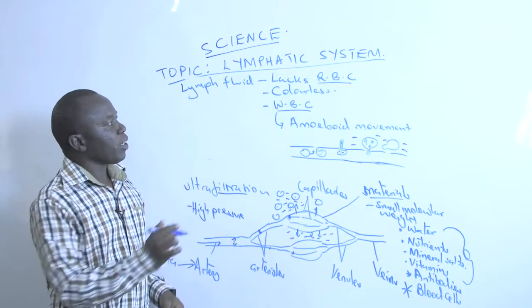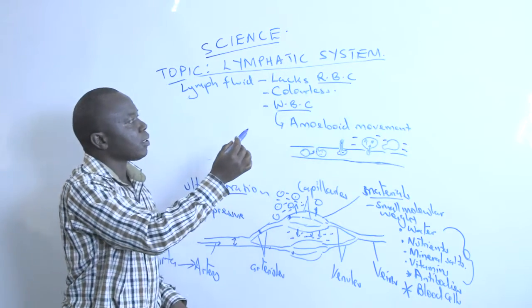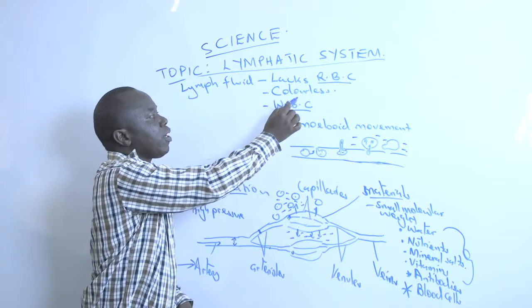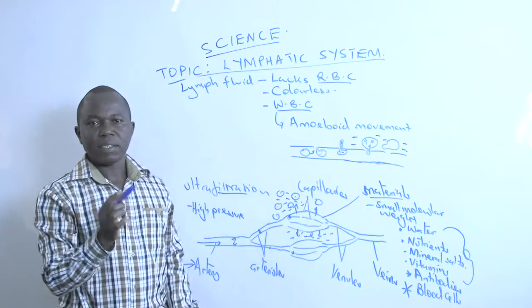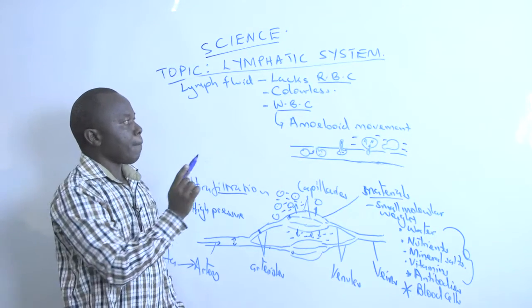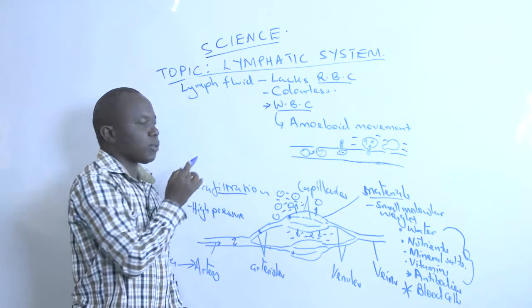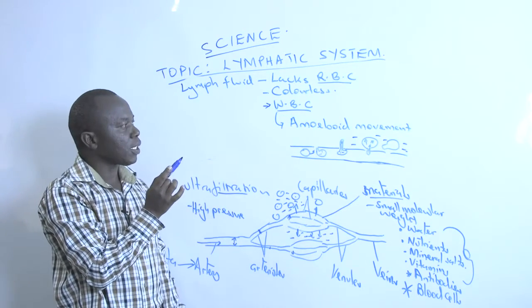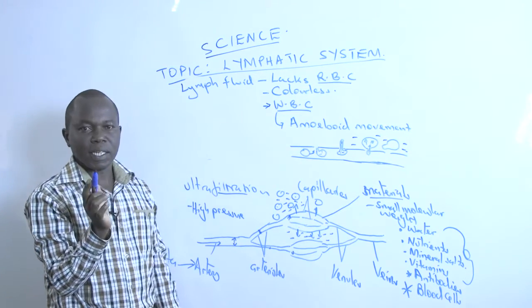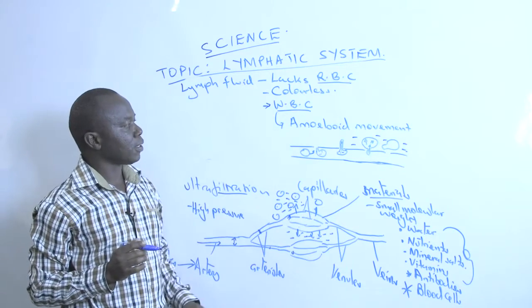So lymph fluid, we have said, lacks red blood cells. Therefore, because of that, it is colorless. But there is an exception. We have said it also contains some cells. Although they are large in size, these are white blood cells.